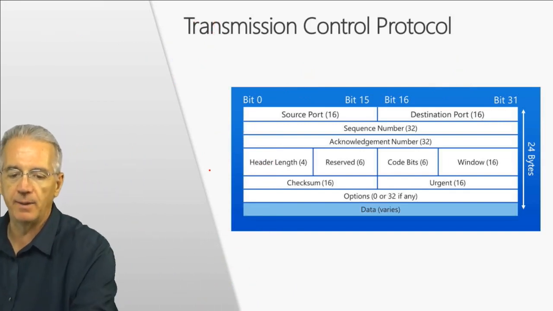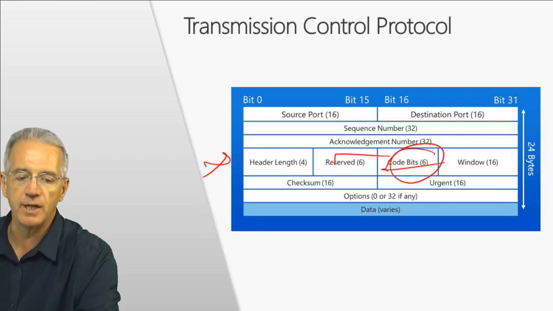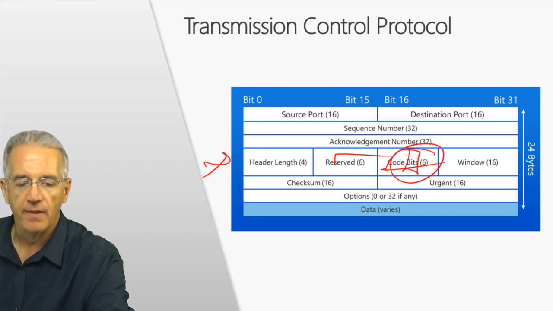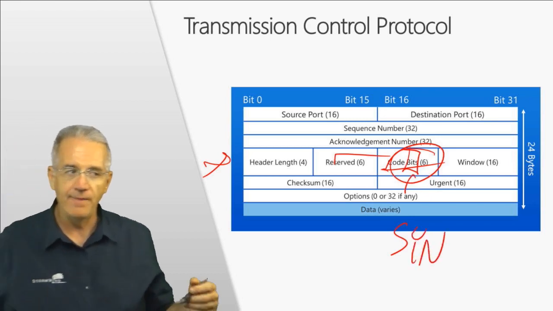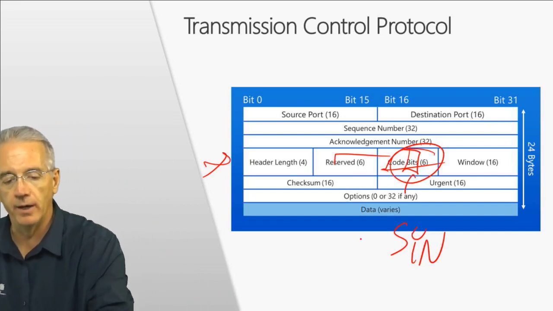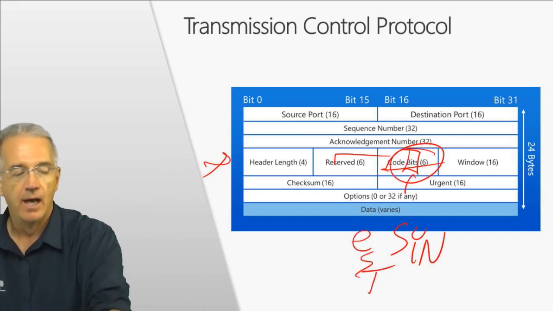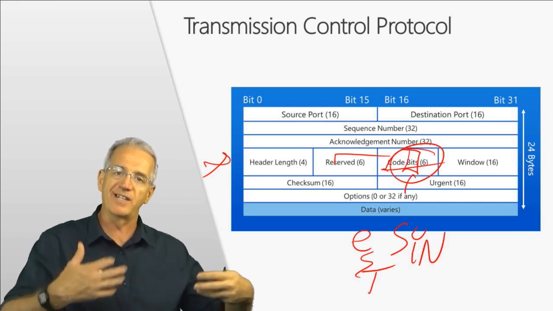It also tells us how big the header is. We have some reserved stuff, some code bits. These codes are where we will have one of the bits that is labeled as the SYN flag, S-Y-N flag. And that tells me that it's a request to synchronize packet. We also have one that's called the established flag. The established flag says that I'm responding to communications that you'd already sent.